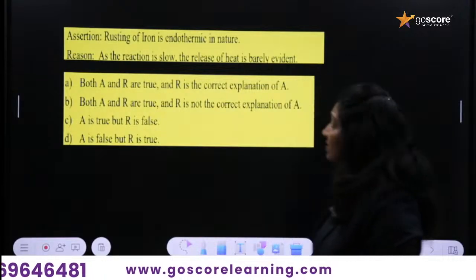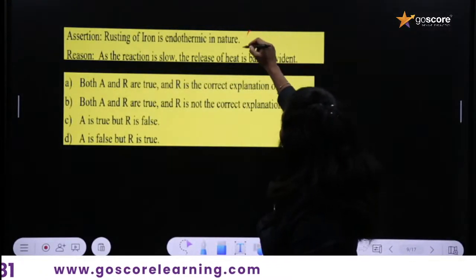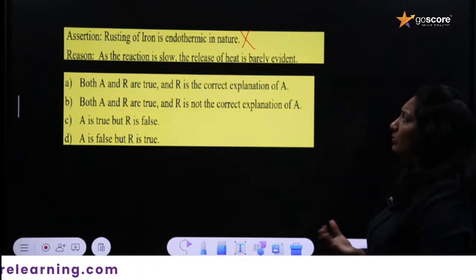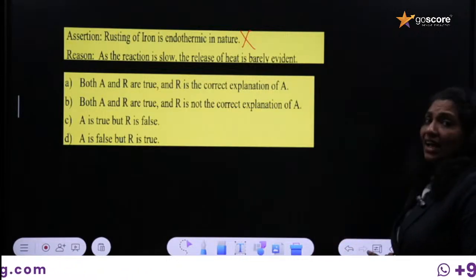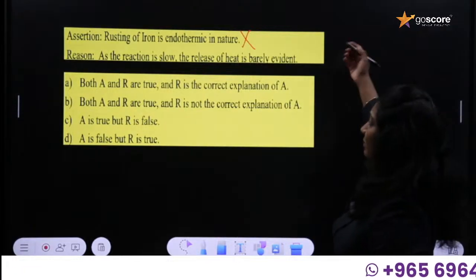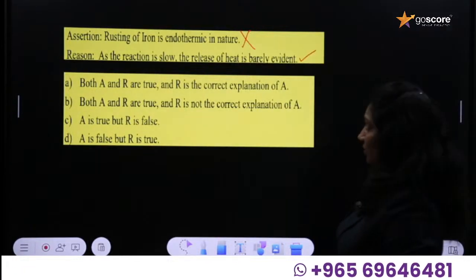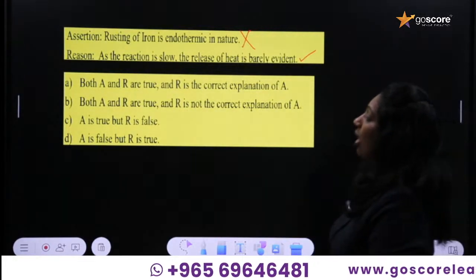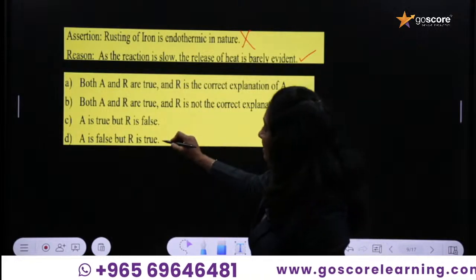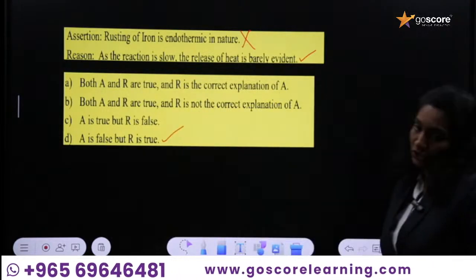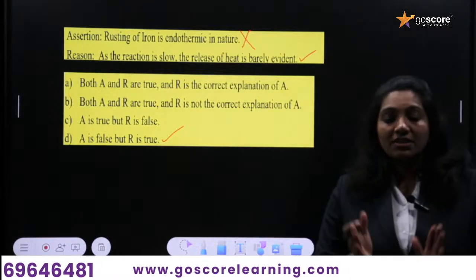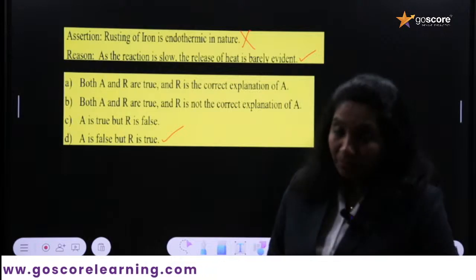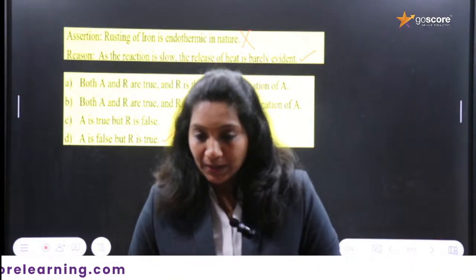So the statement that rusting of iron is an endothermic reaction is false, and the reaction is slow, that's why the release of heat is barely evident. So the reason statement is correct, but rusting of iron is an exothermic reaction. So your correct option is: assertion is false, but reason is true. Okay, these are the questions covered in this Section A. Now we are moving on to Section B, which carries 2 marks.